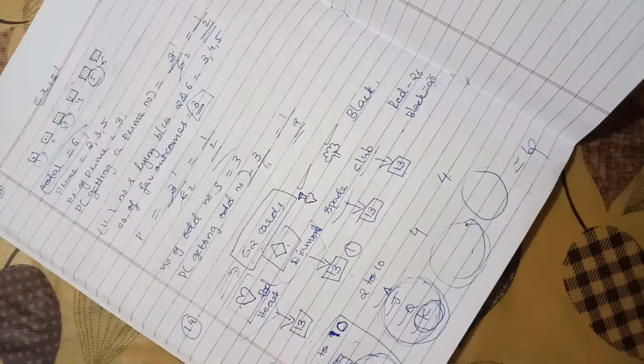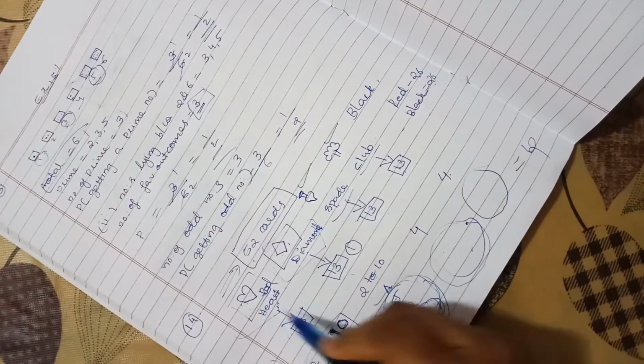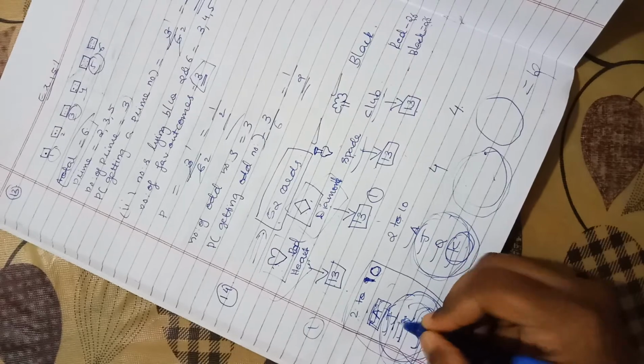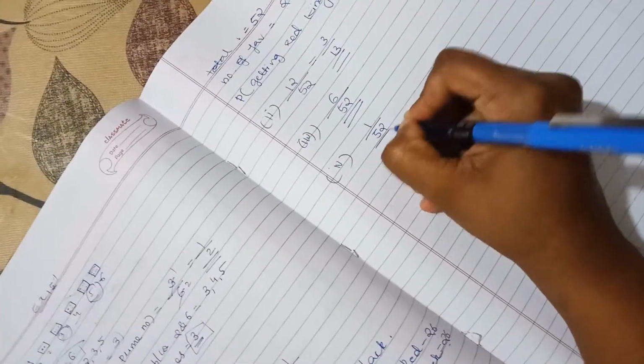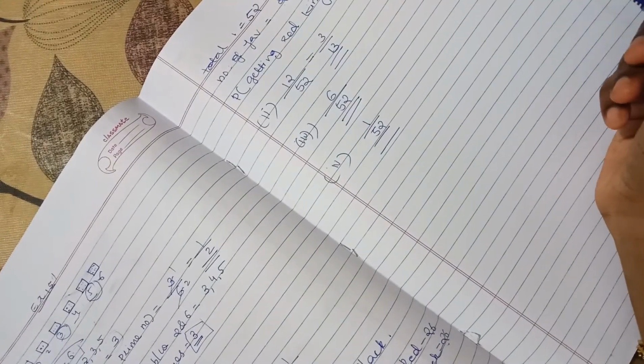Next, fourth part, the jack of heart. How many jacks are there in heart? In heart, only one jack is there. So only one is the favorable number of outcomes. So 1 divided by total number of outcomes, that is total number of cards, 52.